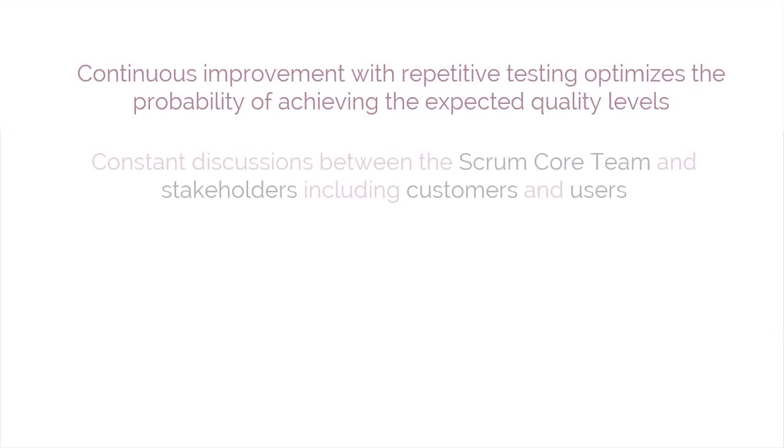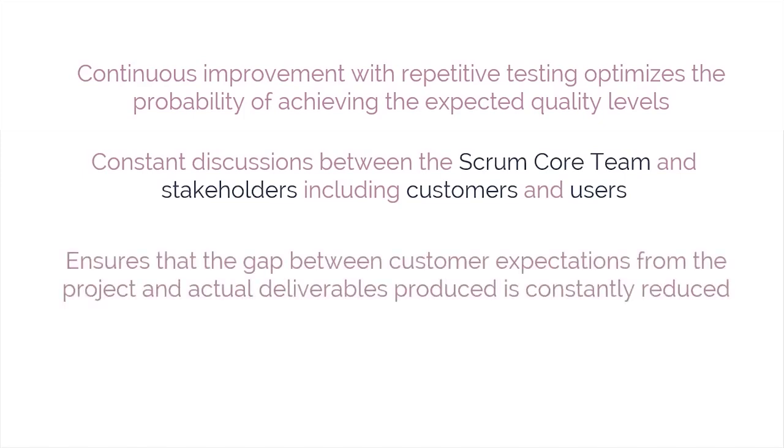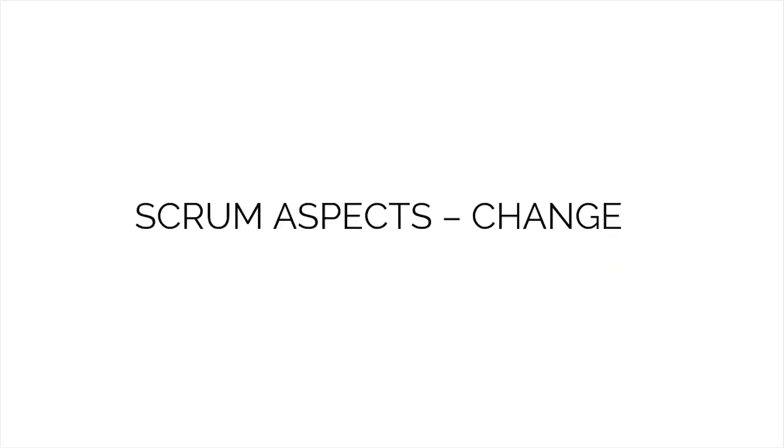Constant discussions between the Scrum core team and stakeholders, including customers and users, with actual increments of the product being delivered at the end of every sprint, ensures that the gap between customer expectations from the project and actual deliverables produced is constantly reduced. The Scrum guidance body may also provide guidelines about quality, which may be relevant to all Scrum projects in the organization. The next aspect that we're going to discuss here is change, another very important aspect of Scrum.